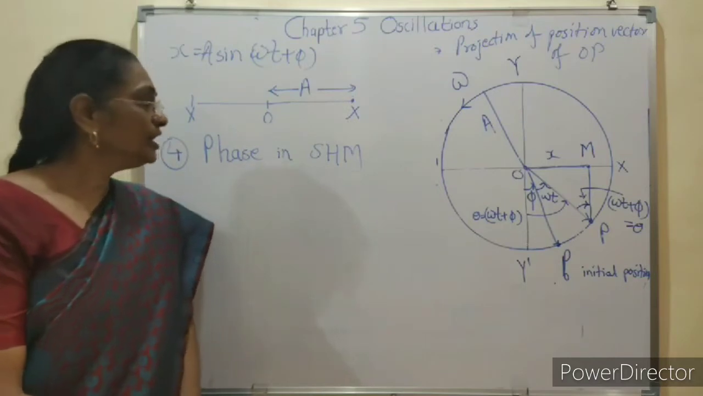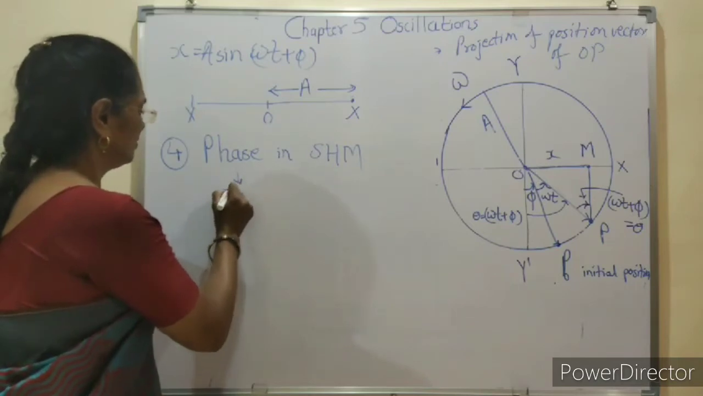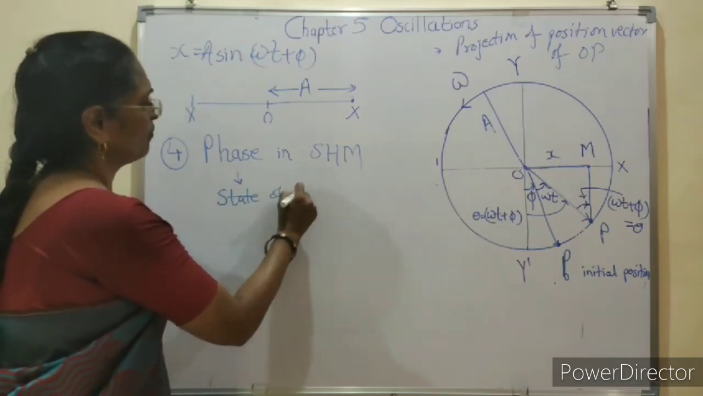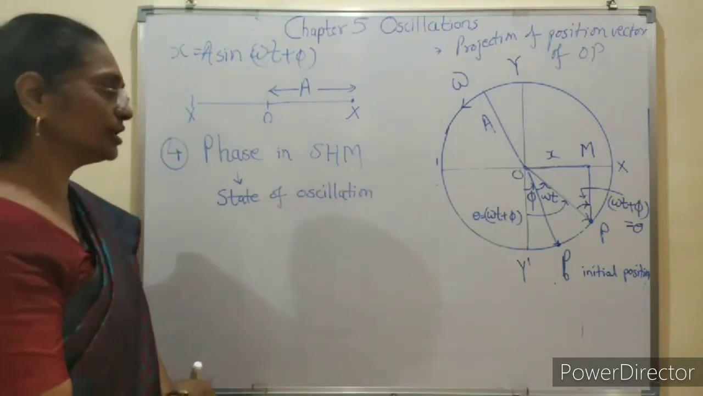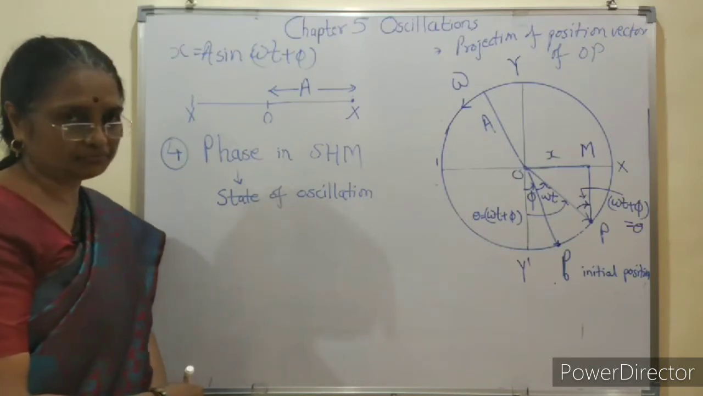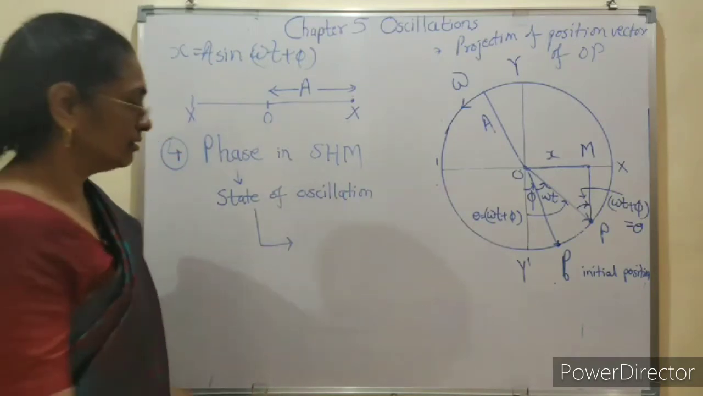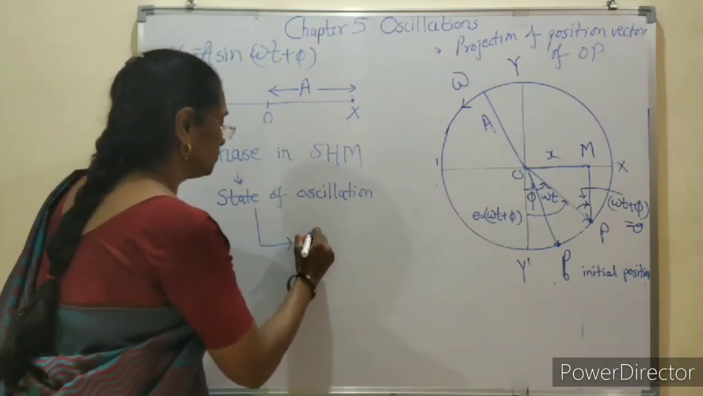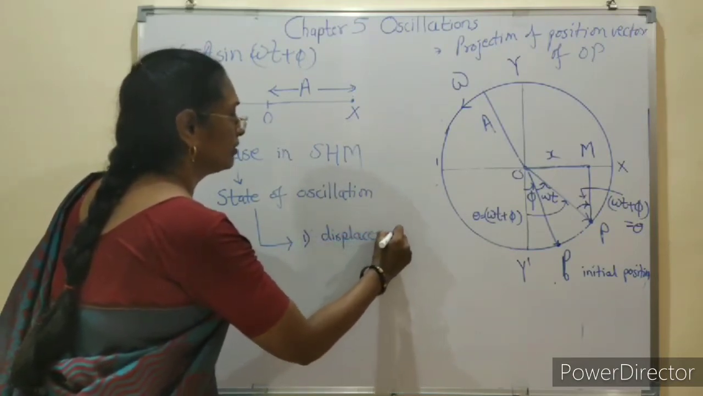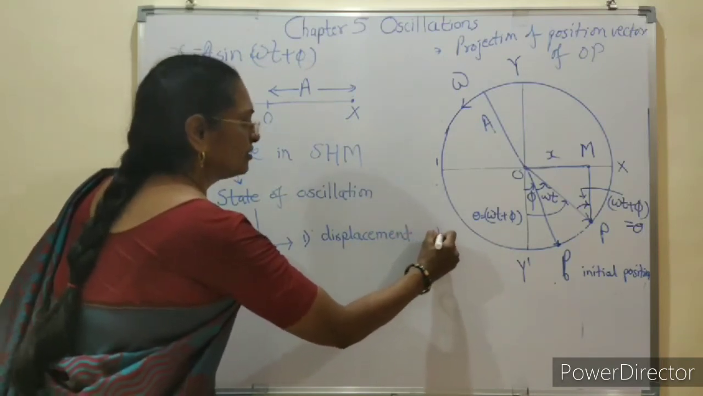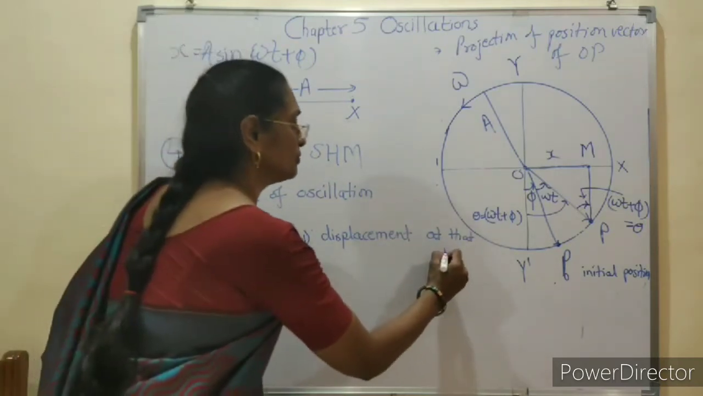Phase in SHM represents the state of oscillation of the particle, the state of oscillation of the particle performing SHM. Now, state of oscillation can be given in three ways. One is the displacement of a particle at that instant, means the instant at which we are observing.